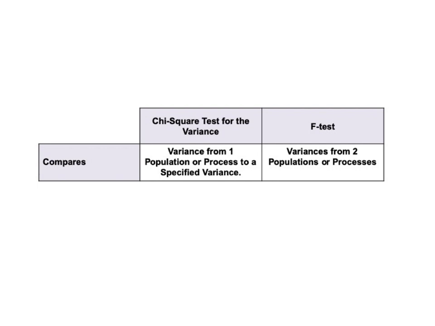If you're familiar with the F-test and the T-tests, here's a compare and contrast table which may help you understand where the Chi-Square test for the variance fits in. The F-tests and T-tests are covered in other videos. The F-test and the Chi-Square test for the variances both compare variances. The Chi-Square test compares the variance of a sample to a variance which we specify, while the F-test compares the variances of two samples from each of two different populations or processes.